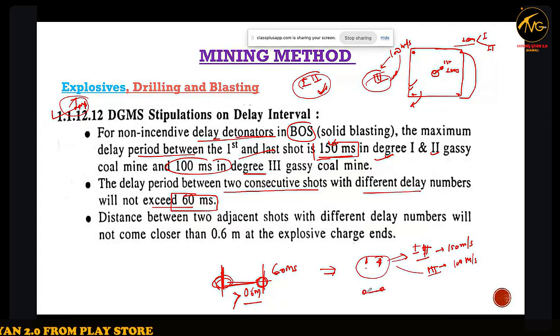For two consecutive holes, delay should be 60 millisecond and the distance between them 0.6 meter.